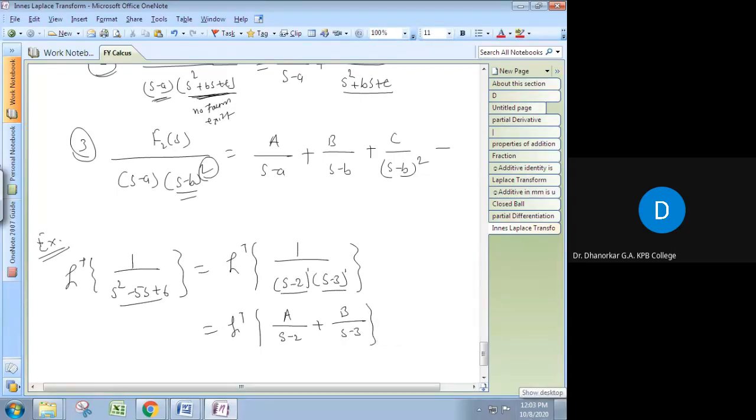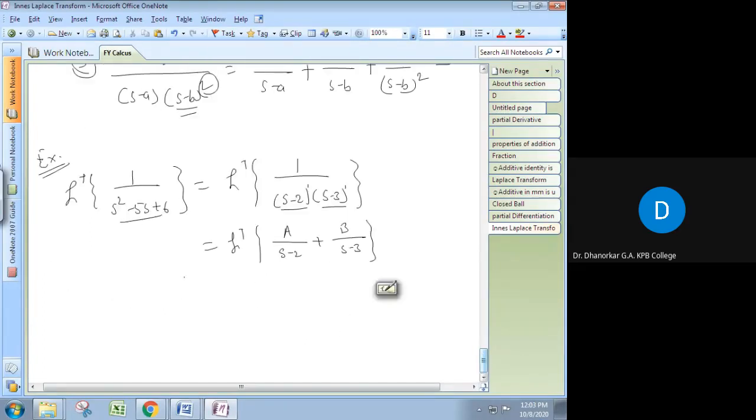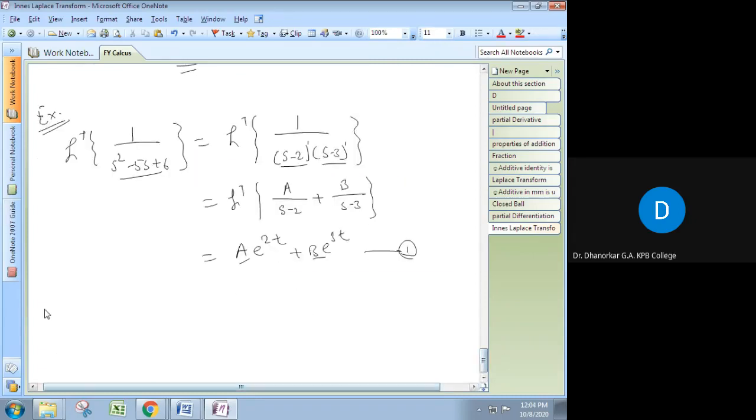Now, our aim is to find the values of a and b. The inverse transform is a into e raised to power 2t plus b into e raised to power 3t. This is your answer, and we have to find the values of a and b. We'll try to find the values of a.